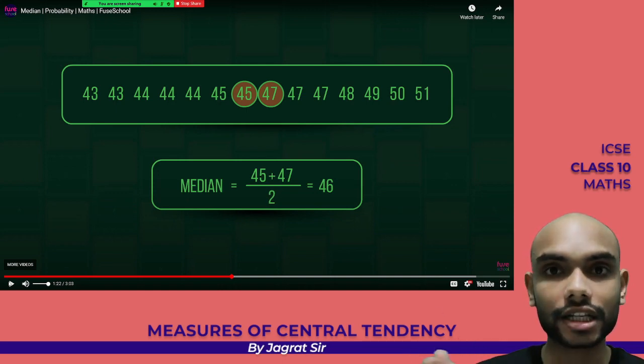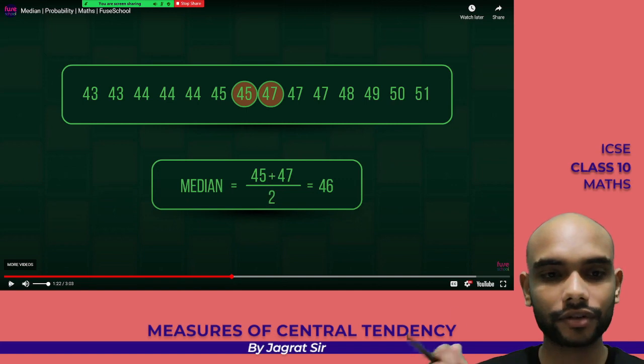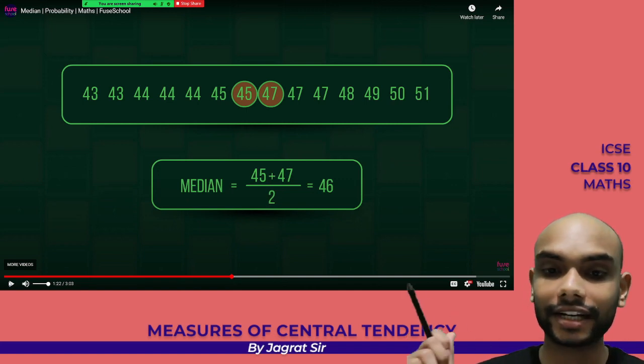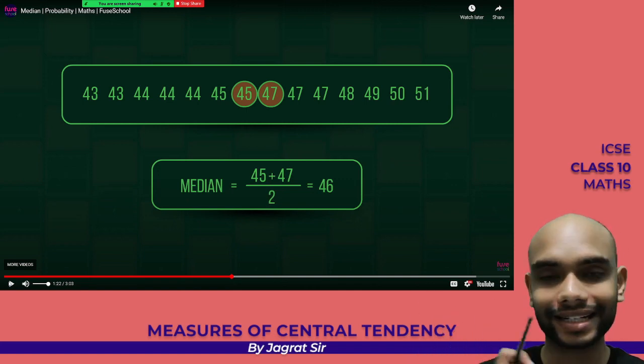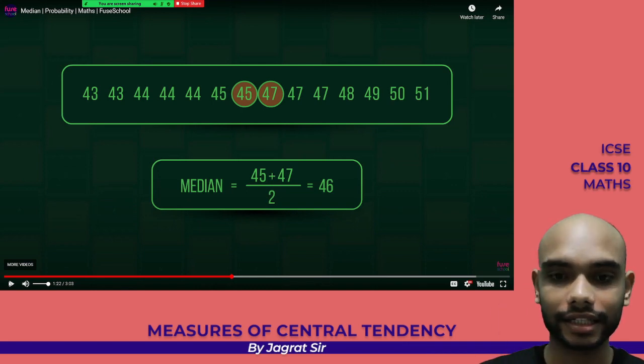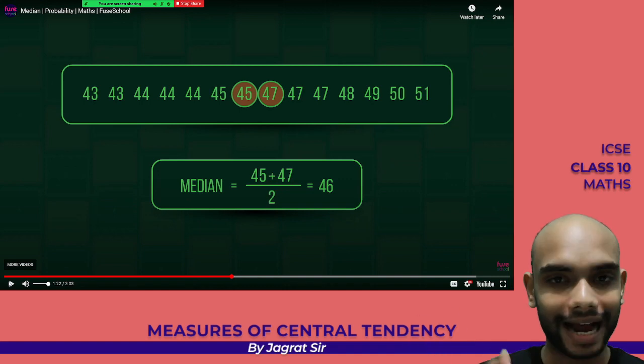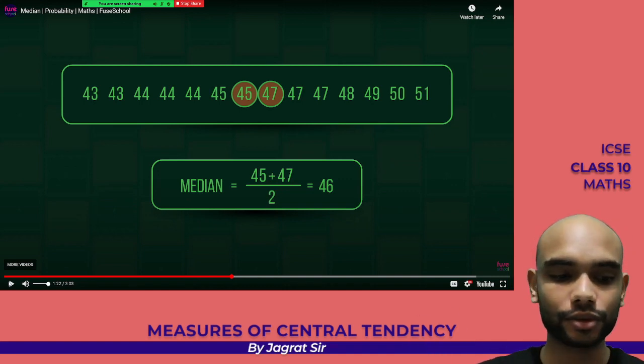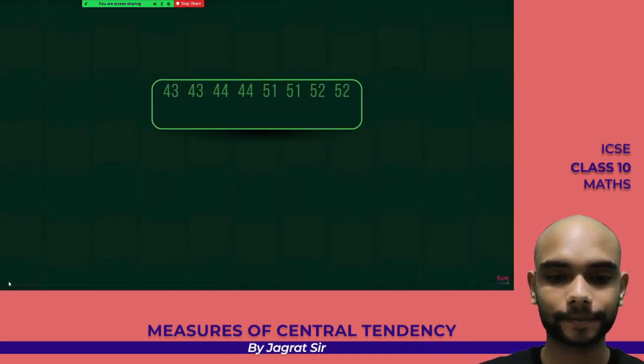So we arrange all the numbers in ascending order from smaller to largest, but there were 14. So 14 upon 2, that is the 7th digit, and the 8th digit, that is 7 plus 1, were in the middle. So now we added them and divided by 2. So 46 is your median.